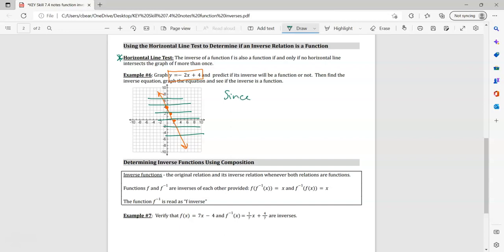Since the graph passes the, by the way, horizontal line test, I'm going to call that HLT from this point on. Since it passes the horizontal line test, the inverse will also be a function. Okay.